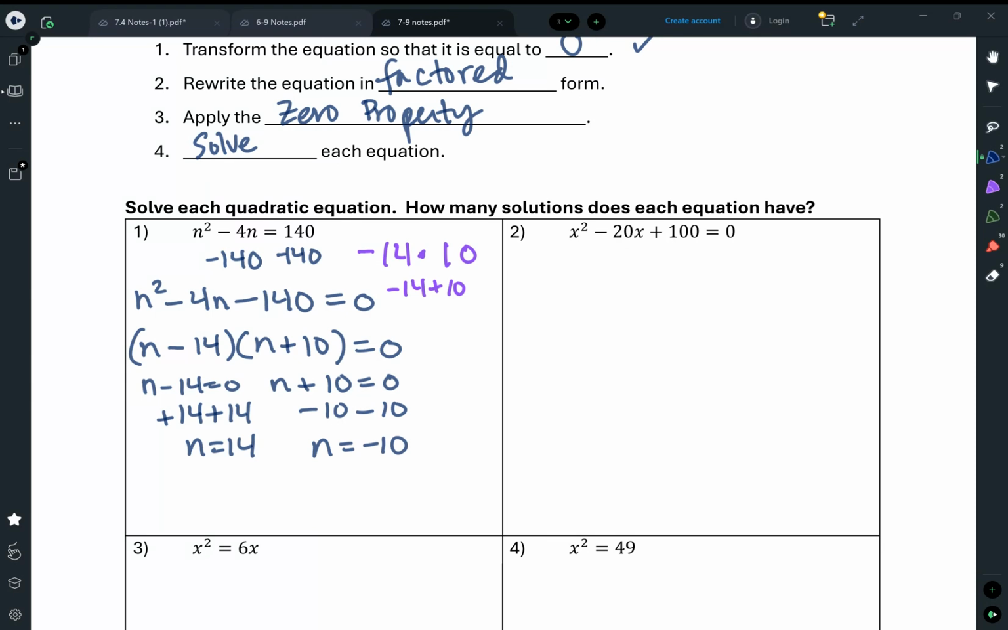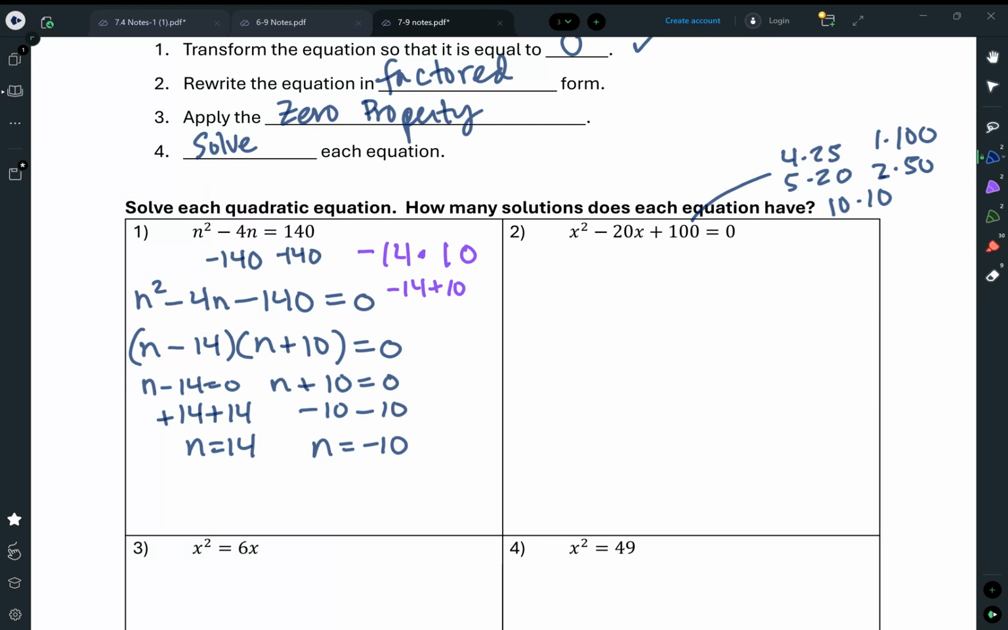On the next one, it's already equal to 0, so I don't have to worry about that step, but I do need to go ahead and factor. So let's think about what multiplies to make 100. It could be 4 times 25, it could be 5 times 20, it could be 10 times 10. Obviously 1 times 100 would be there as well, 2 times 50. You don't need to list them all out. We really just need to think about what's happening, and when we get to the right one, stop.